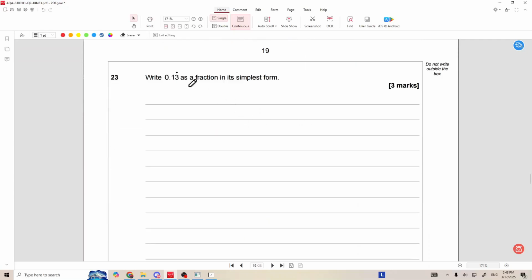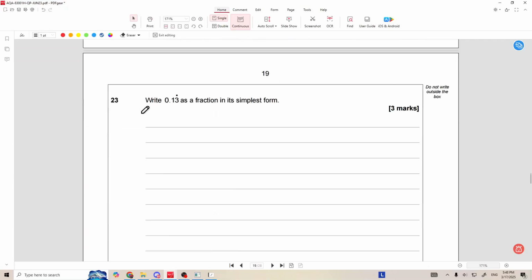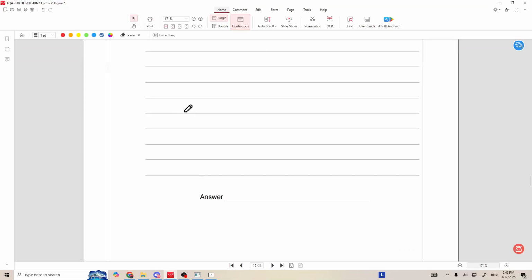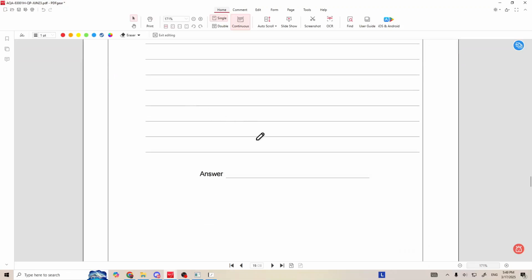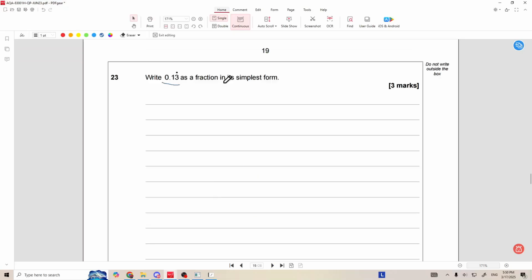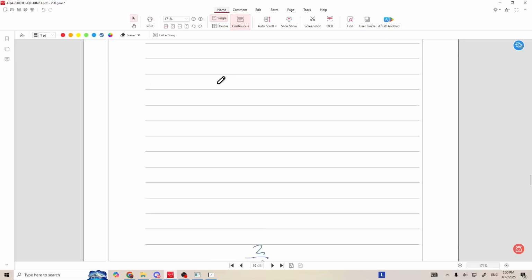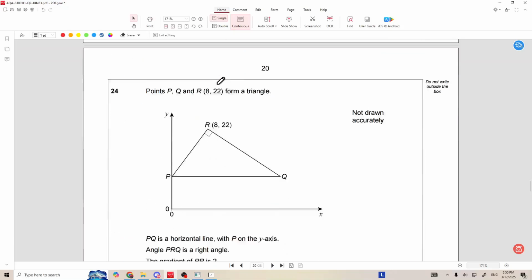Write 0.1333 as a fraction in its simplest form. Ooh. I have never needed to do this before. You know, I believe it's 2 over 15. Can I just write 2 over 15? Because I don't know how to work something like this out. Okay, let's just skip this for now and try another.